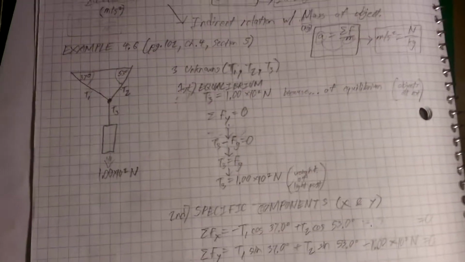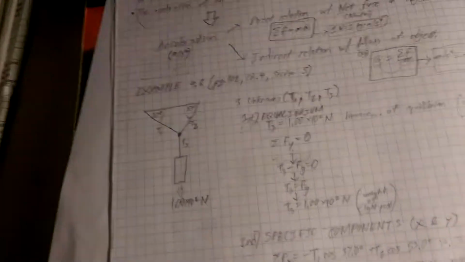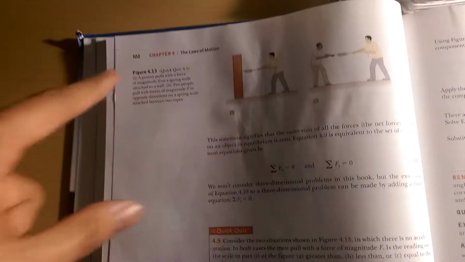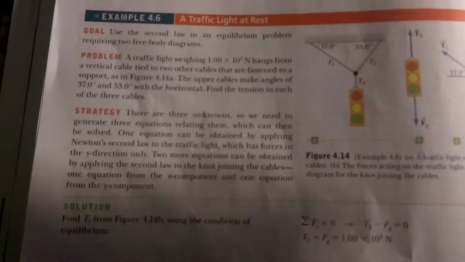And now to help you understand this concept, we're going to take a look at example 4.6 from, again, chapter 4.5. You'll find that on page 100, going on to 102. And this is the main example with the traffic light and how it involves finding three tensions with a stoplight attached to it. And this is also all at equilibrium.